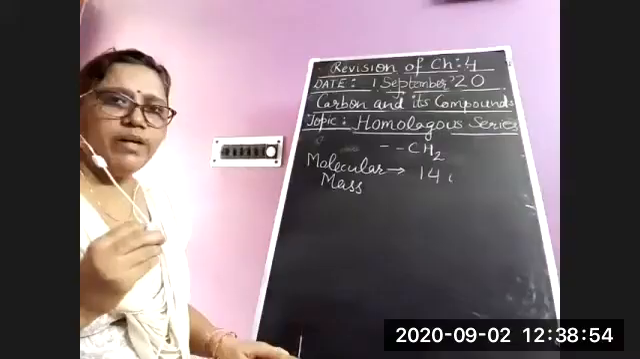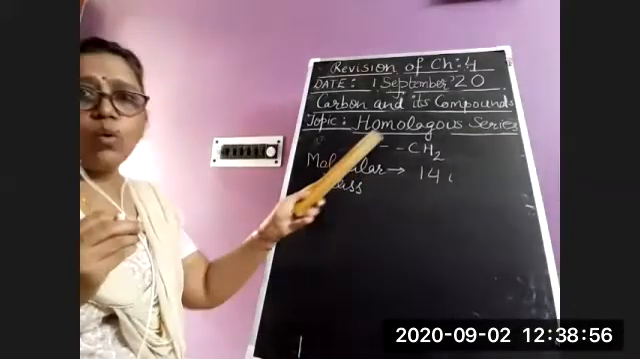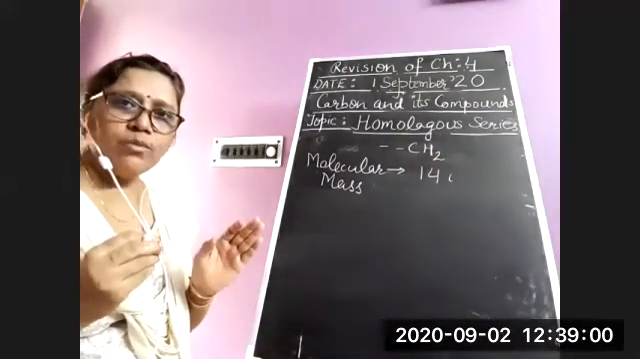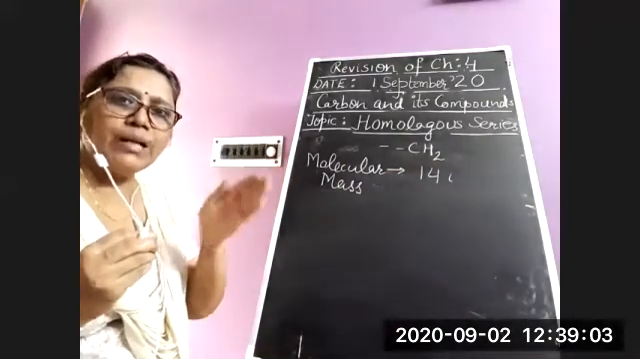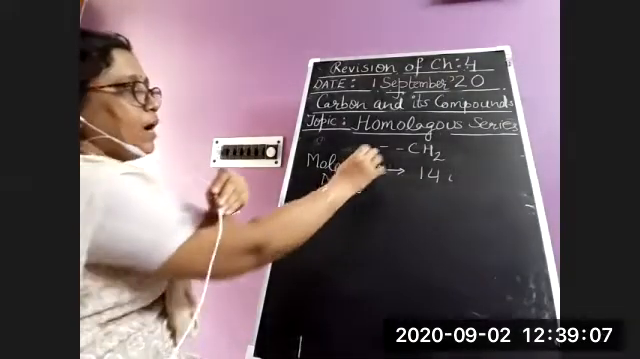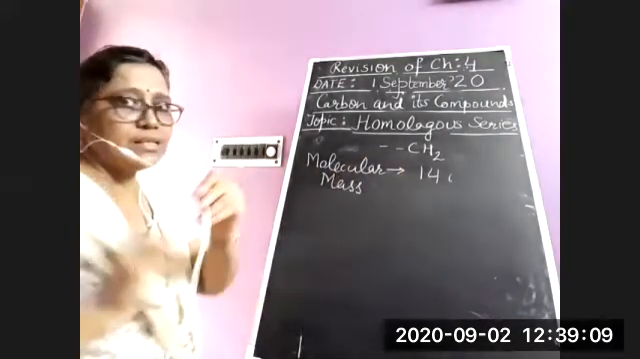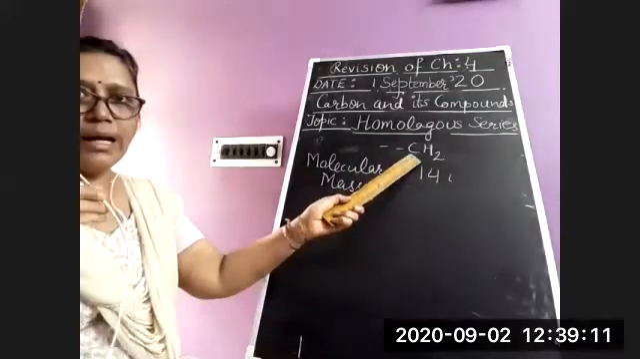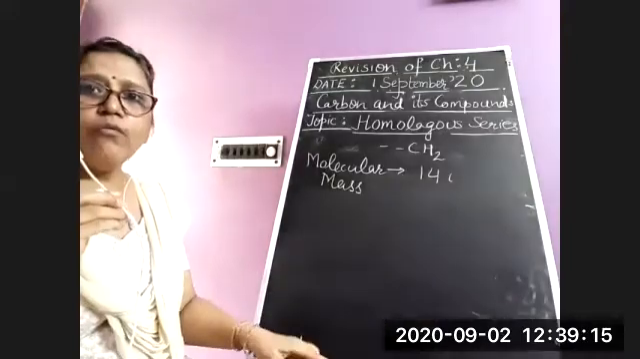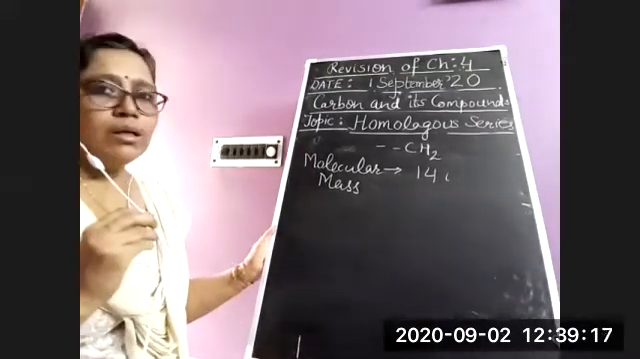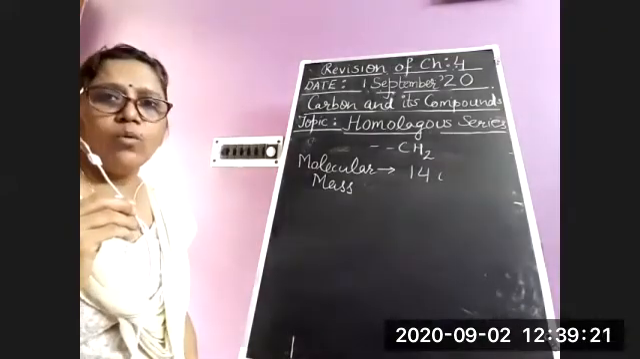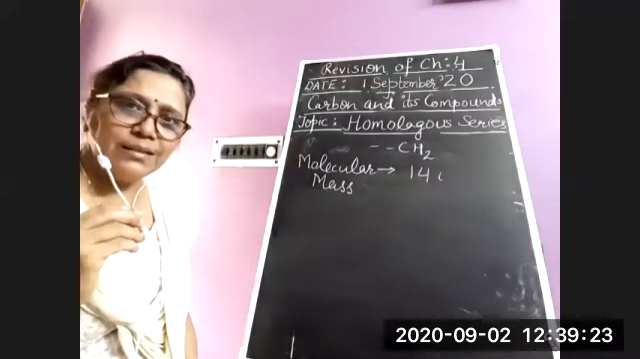So now we will do the new topic, that is homologous series. That is a series of compounds which are arranged in a particular order such that their molecular formula difference is by CH2 and their molecular mass difference is by 14U. These groups of compounds are known as homologous series.